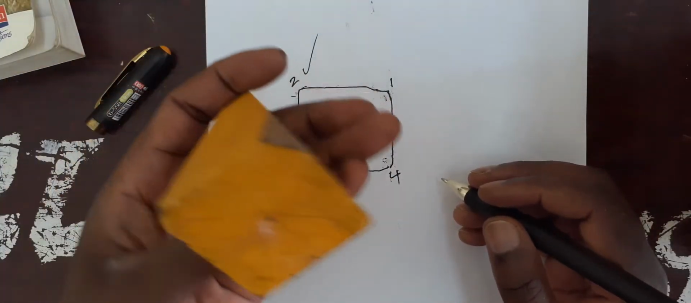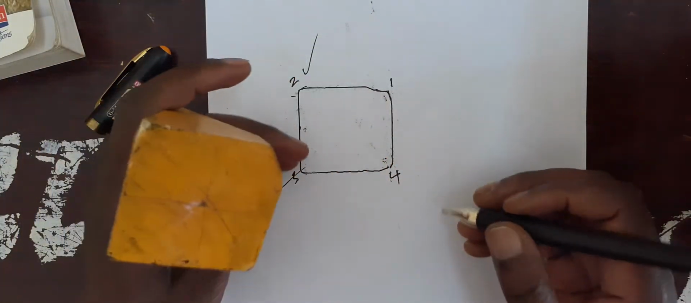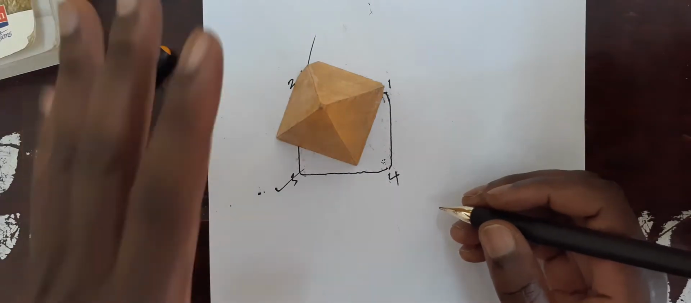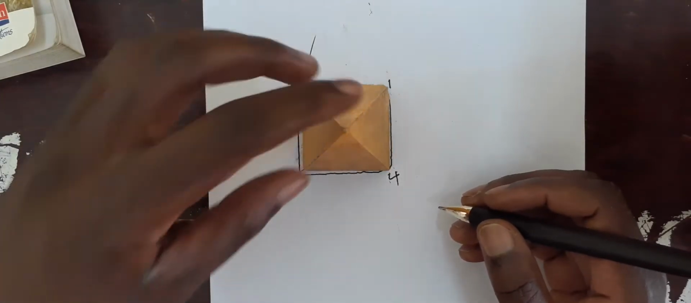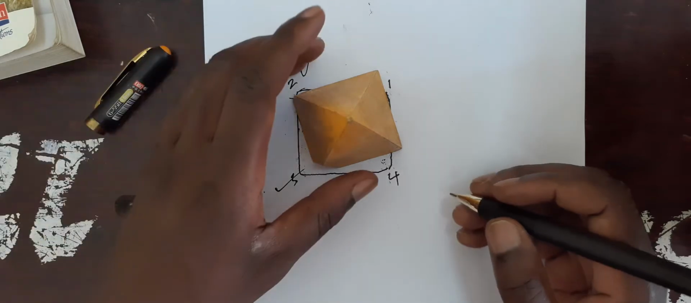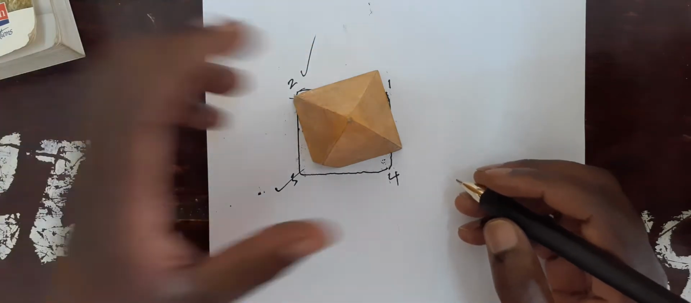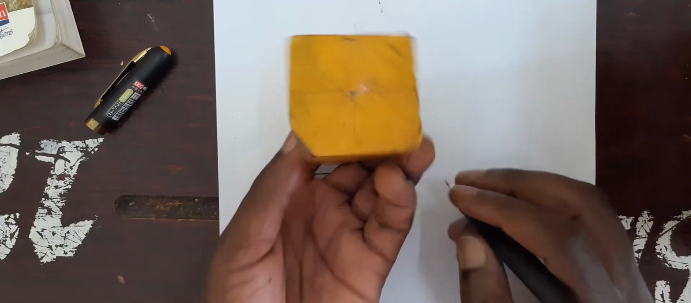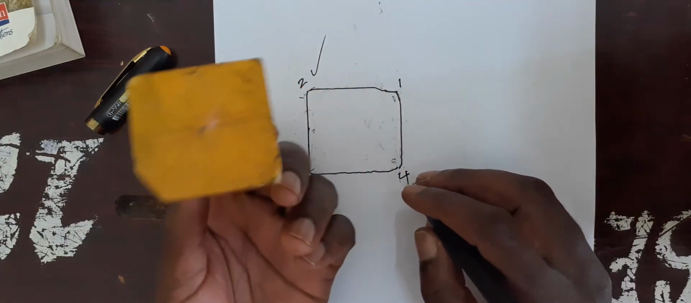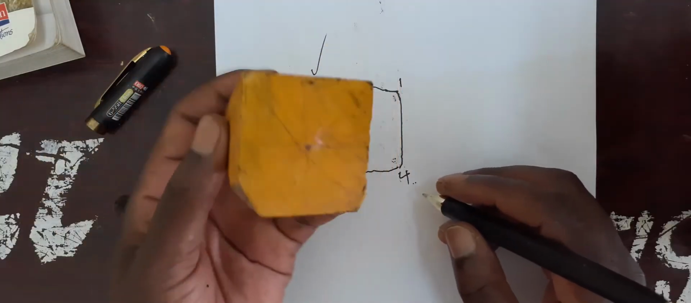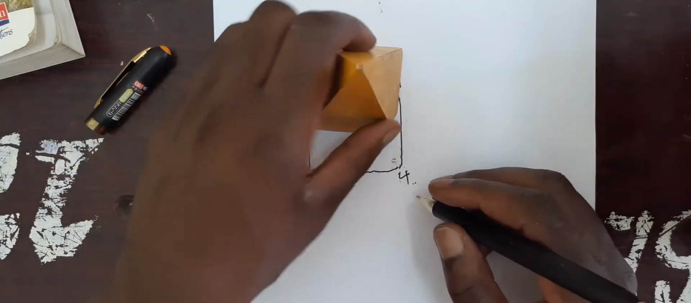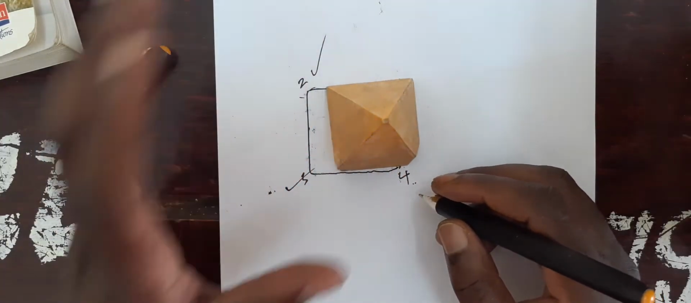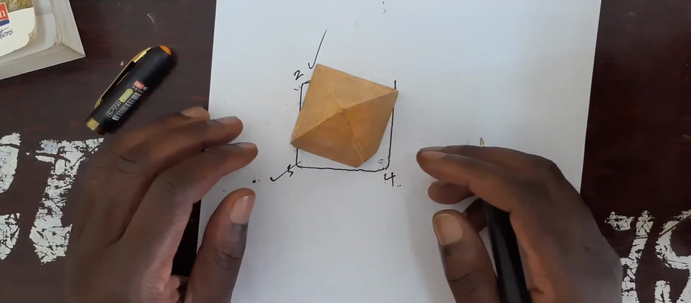So it is going to look exactly the same. You can rotate it 4 times, but it will still look exactly the same because the base is a square. So the order of rotational symmetry of this one is 4. So take note of that.